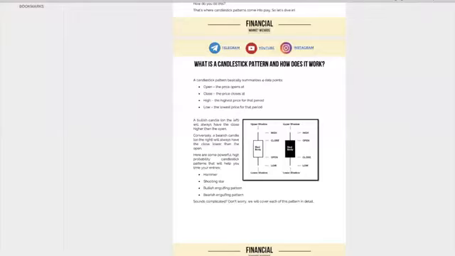What is a candlestick pattern and how does it work? Have you ever been confused about the different kinds of candlestick patterns? Well, I think that's a very common problem, right? So in this video, I'm going to show you a trick, rather a hack, on how you can easily identify any candlestick patterns.